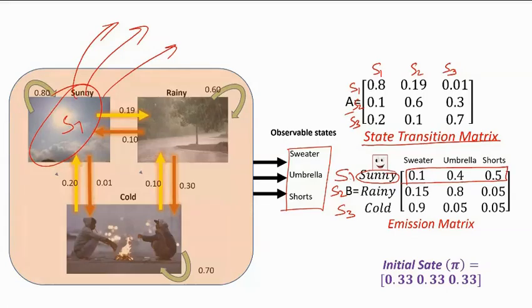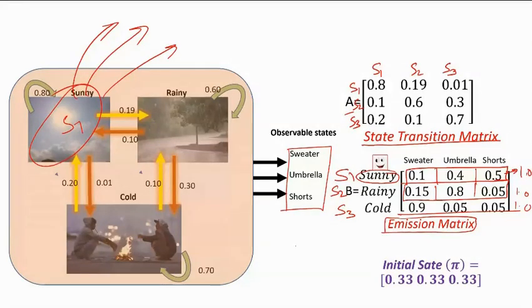When you are in state S1, the chance of wearing a sweater is 0.1, that is 10%. Carrying an umbrella is 0.4 and wearing shorts is 0.5. So this totals 1 again. When there is a rainy day, you have another probability. When it is rainy, wearing a sweater is 0.15, carrying an umbrella is 0.8 and so on. This is also a table with row sum equal to 1, and this is called the emission matrix.